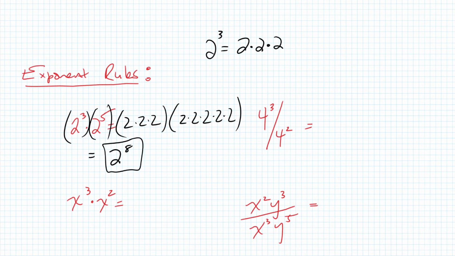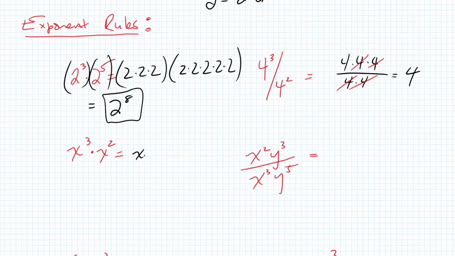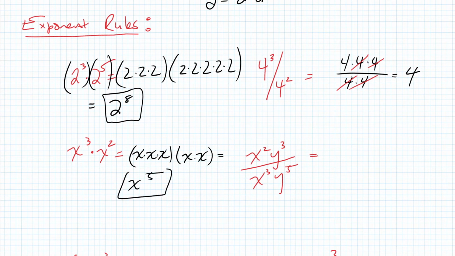And in the next one, I don't have multiplication, I have division, but the process works the same way. I'm going to do 4 times 4 times 4 on the top, and I'm going to do 4 times 4 on the bottom. And now, instead of adding them all up together, I'm going to subtract them because division cancels things out. So now I have 4 times 4 times 4 on top, and I cancel 2 of the 4's out, and I'm going to have 4, or 4 to the first power. Next one is just with variables. I have x times x times x times x times x, and that's x to the 5th power.